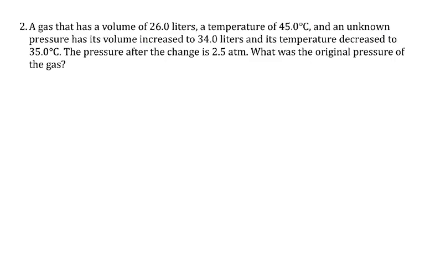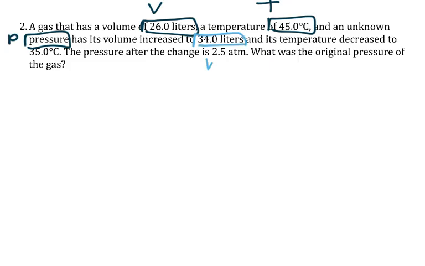All right, a gas that has a volume of 26 liters, a temperature of 45 degrees Celsius, and an unknown pressure has its volume increased to 34 liters and its temperature decreased to 35 degrees Celsius. The pressure after the change is 2.5 ATM. What was the original pressure of the gas?